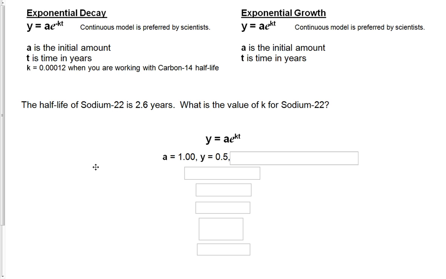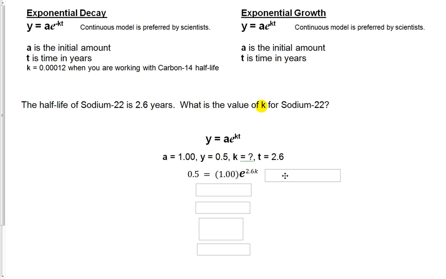So just like the last one where 0.03 is what was left over, we have 0.5 as what's left over. k is what we're trying to find, so we're not going to know what k is this time. We can't use the carbon-14 one. So k is our unknown, and t, they tell us that it's 2.6 years, so we're just going to use t equals 2.6. Pop these into our equation. We have 0.5 equal to 1 times e to the k times 2.6.